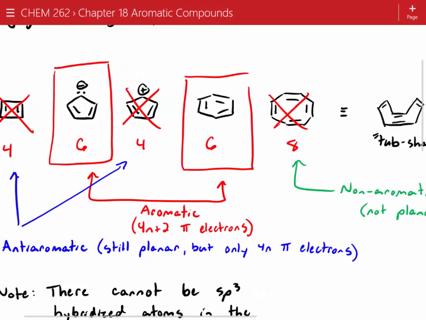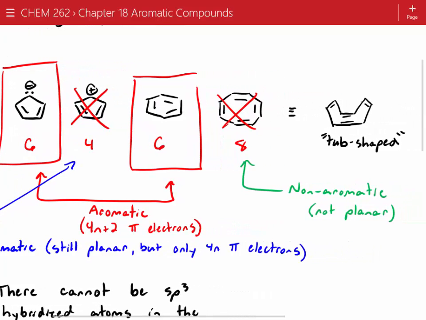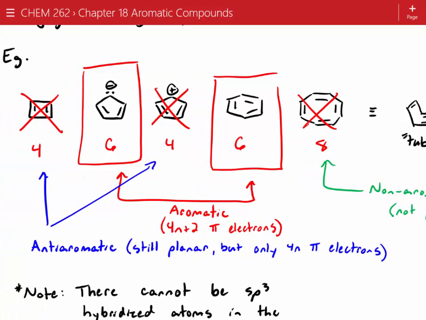And this molecule looks kind of funky. It's actually tub-shaped, or if you imagine those double bonds on the side, they're bent up a little bit like that. And because it's not planar, this is simply not aromatic. It's not anti-aromatic. So I misspoke there. To be anti-aromatic, you must be planar, and you must have 4n pi electrons. So that was a slight discrepancy I made.